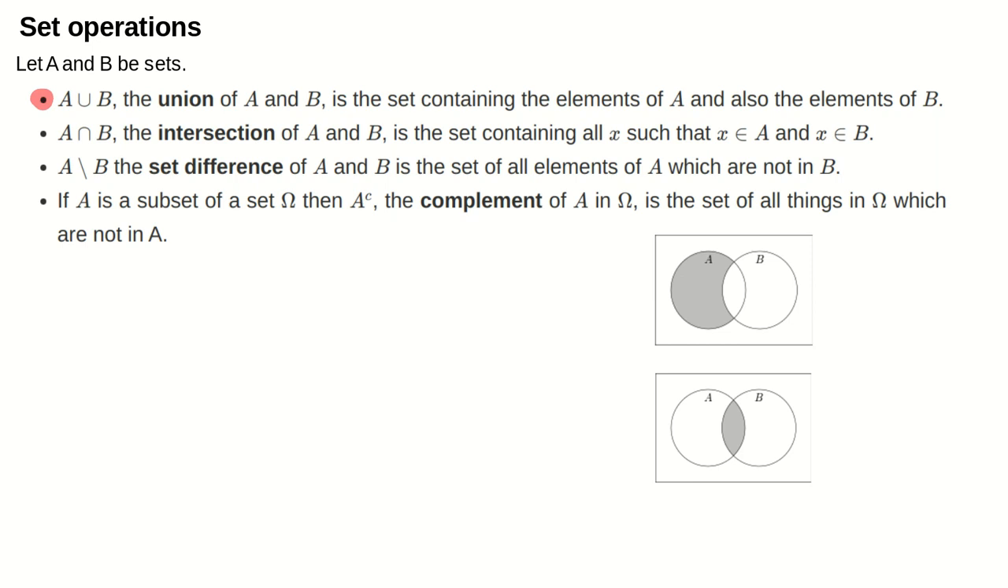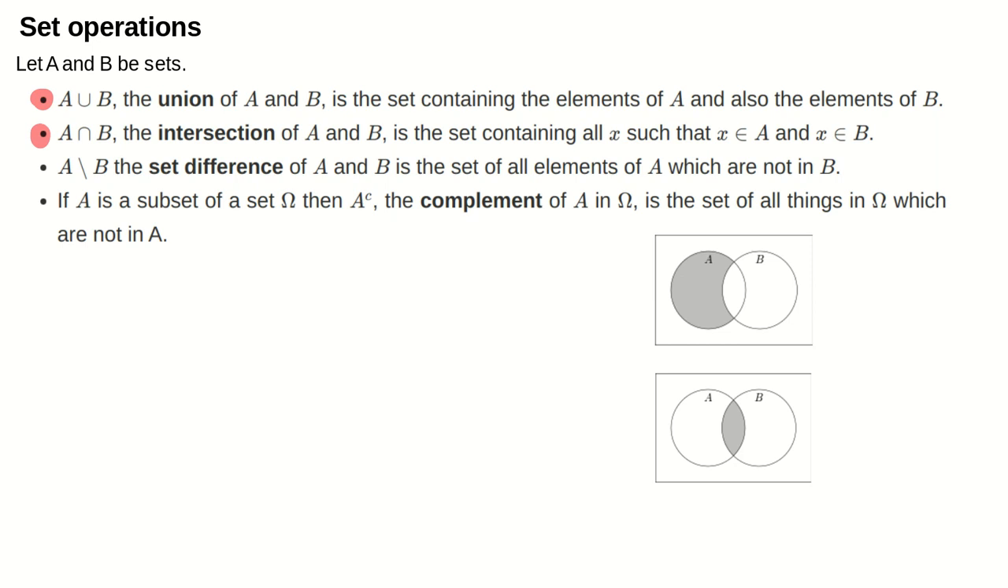The next operation we're interested in is the intersection of two sets. The intersection of two sets A and B is the set consisting of all the things which are both in A and in B at the same time. And we write it like this with a symbol which looks a bit like an N.